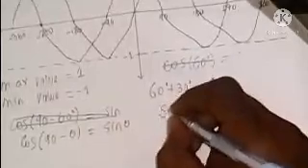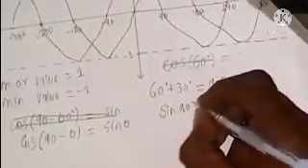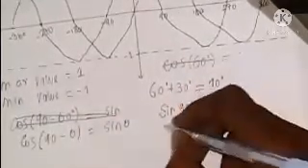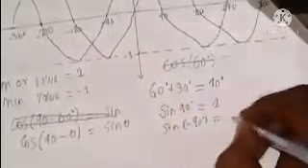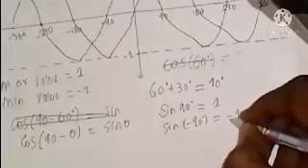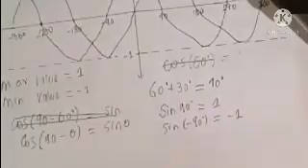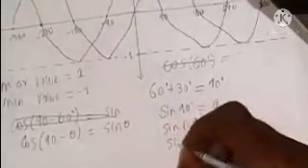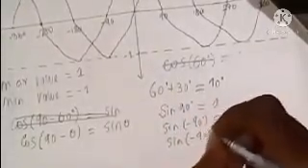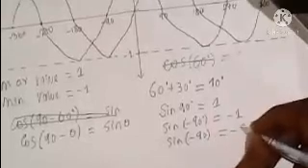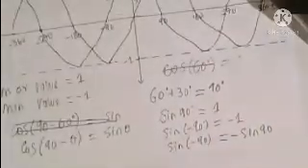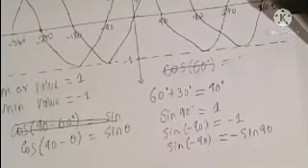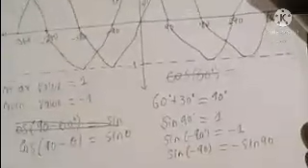So have a look. Sine 90, and this is negative 90 degrees, and this is sine negative 90. Sine 90 degrees equals 1. Sine negative 90 degrees equals -1. So what does it tell you? That sine of negative 90 is equal to negative of sine 90. And this is described as an odd function. Now take a look at cos.